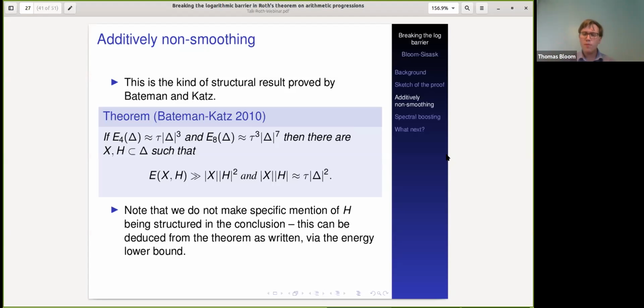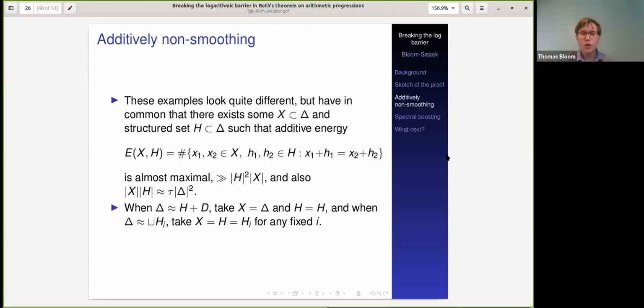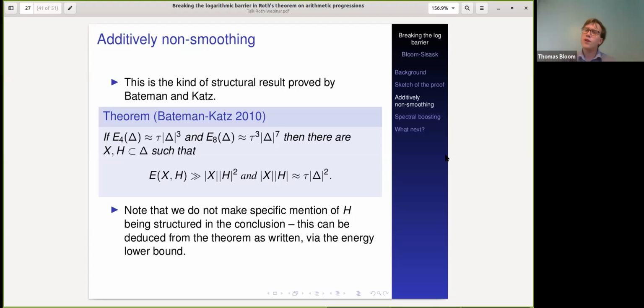And also note that in the previous slide, I pointed out that this set H is in fact structured. That's not in the conclusion here, but one can quite easily derive it from the fact that E(X,H) is almost maximal. Basically, at this point, you work out exactly what kind of structure you need, and then you bring in whatever tool from additive combinatorics you require. So, for example, in Bateman and Katz's paper, they used the asymmetric Balog–Szemerédi–Gowers theorem to transform H into having a small doubling constant.